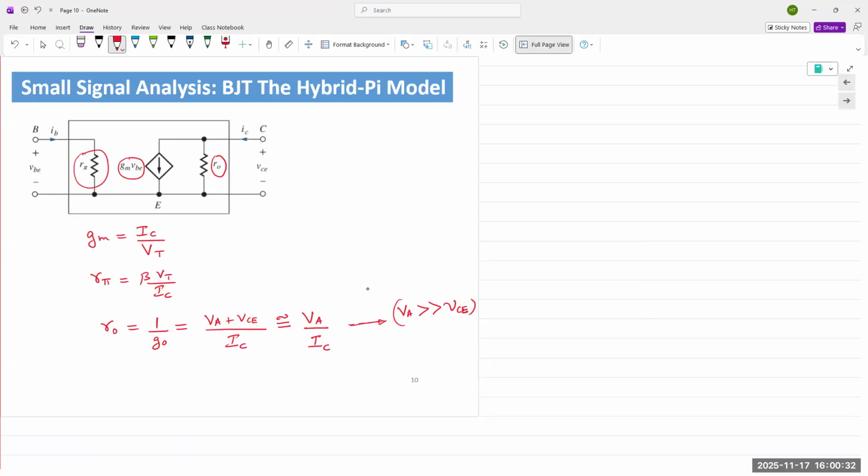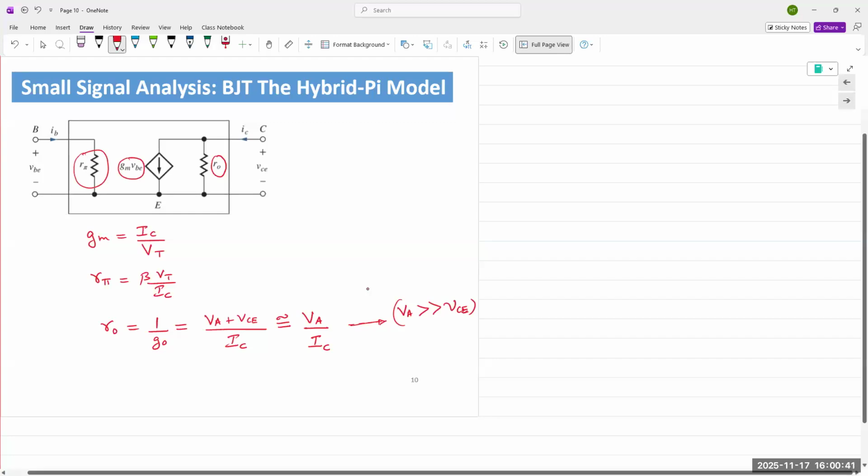All right, we'll end class here today. We'll pick up here again on Wednesday with the derivation of a CE amplifier. And we'll see how the gain of an amplifier comes to be.